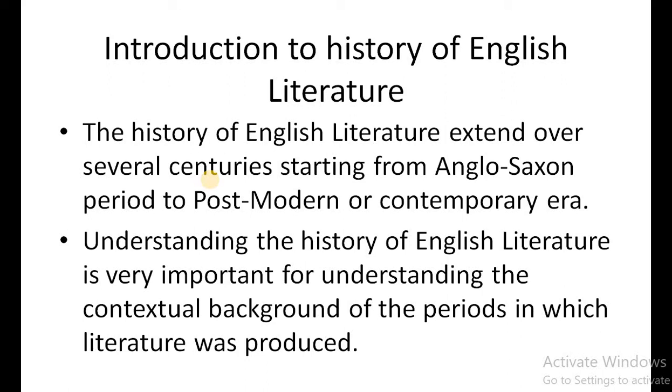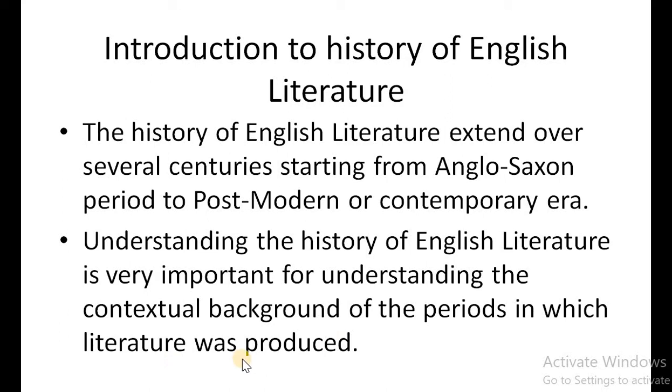All right. So the history of English literature extends over several centuries, starting from the Anglo-Saxon period to the postmodern or contemporary era. Its history extends over some 15 to 16 centuries. And understanding the history of English literature is very important for understanding the contextual background of the periods in which literature was produced.